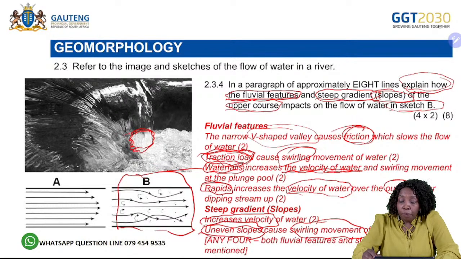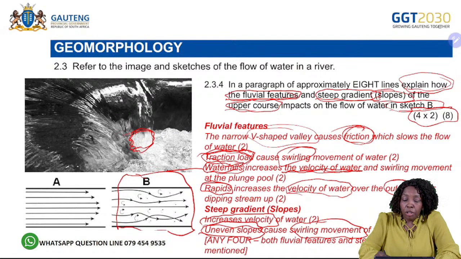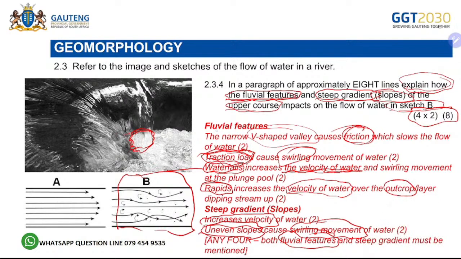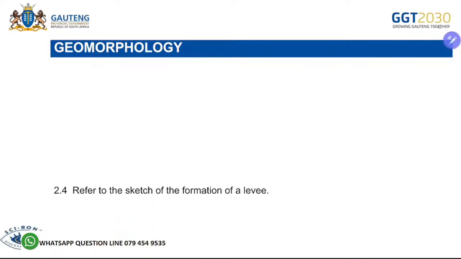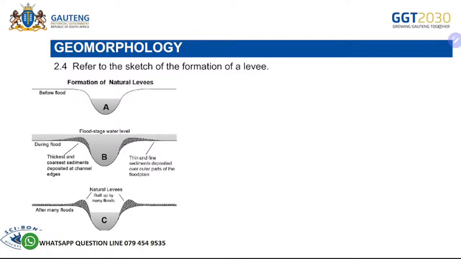Then for you to be able to score your 8 marks, you must take note of this. Both the fluvial features and the steep gradient must be mentioned. So you cannot answer only on the landforms. Can you see we've got so many answers that we have put under fluvial features because we looked at all the landforms there. But it doesn't warrant you to get the 8 marks because you have not answered the complete question. So you must also give some facts about the steeper gradient. It may not necessarily mean it must be a balance of 2-2, but you must answer both of the questions there. Refer to the sketch for the formation of a levee.